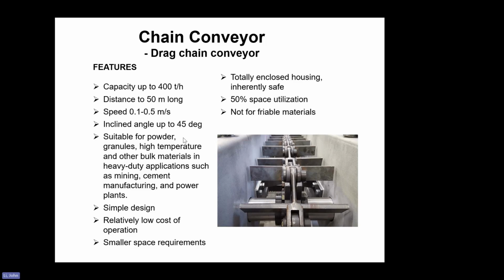Incline angle up to 45 degrees, and suitable for powder, granular, high temperature, and other bulk materials in heavy duty applications such as mining, cement, manufacturing, and power plants. The features are simple design, relatively low cost, small space requirement, and a totally enclosed housing, so it can be safe and no dust. And about 50% space utilized. That means when we do the calculation for the power, you can only feed half of the materials in this conveyor.